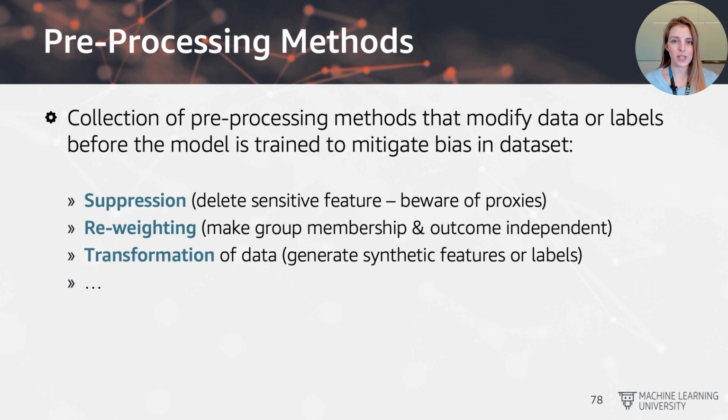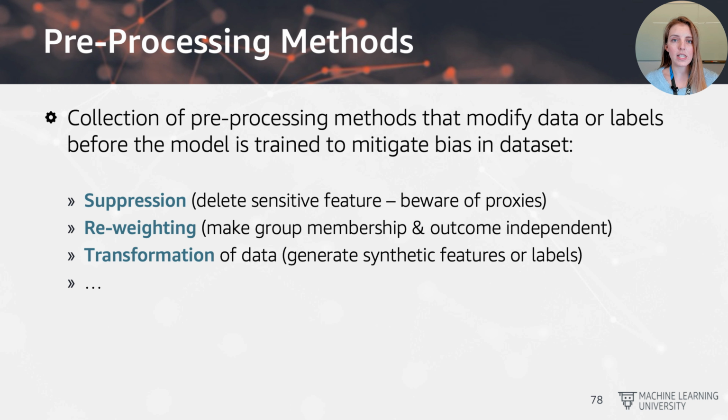So what are pre-processing methods? Well, collection of methods that modify the data or the labels before the model is trained, and again with the goal to mitigate bias. And there's a whole list of different methods or techniques that we could try.